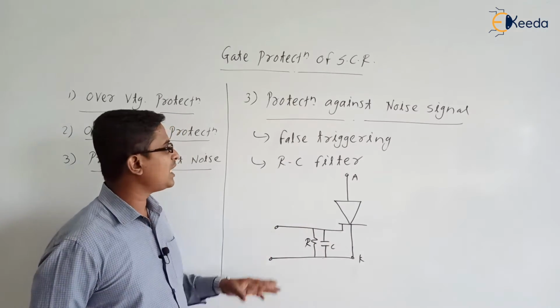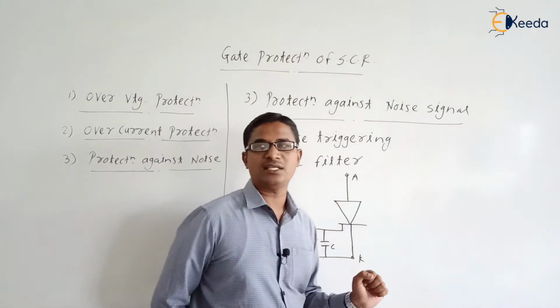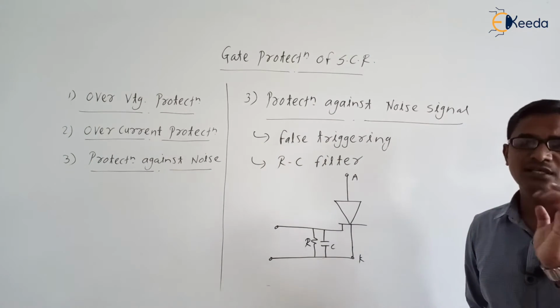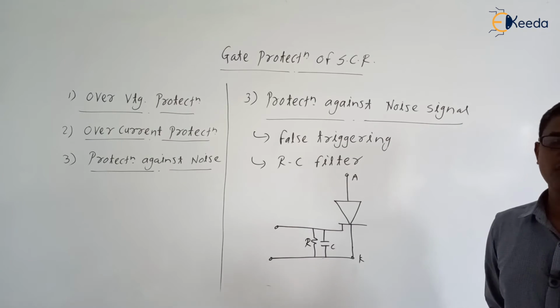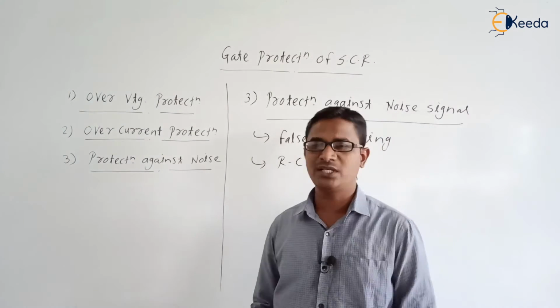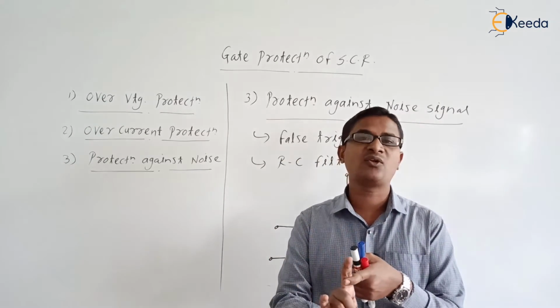So this RC filter can be used to protect the SCR or the gate-cathode circuitry against the noise signal. So this is about the gate protection. Strictly speaking, we have three protections. One is the over voltage protection, second is the over current protection, and the third one is the protection against the noise signal.